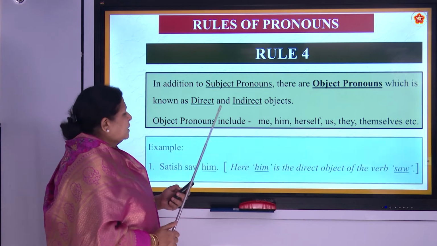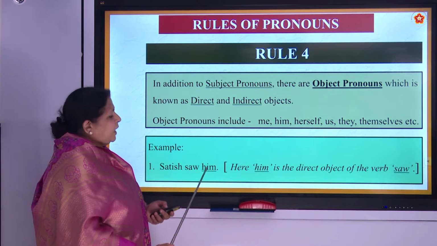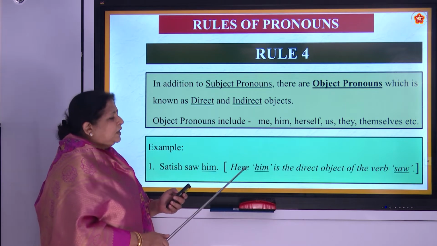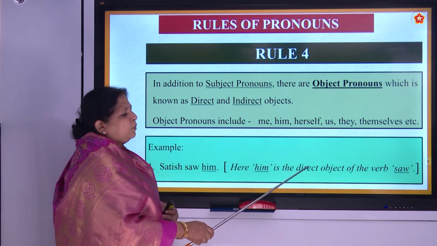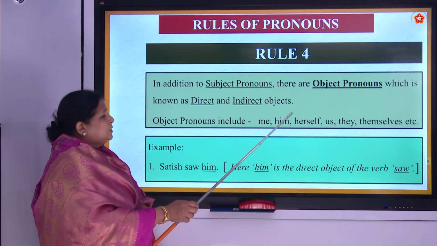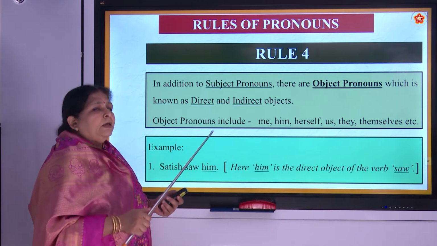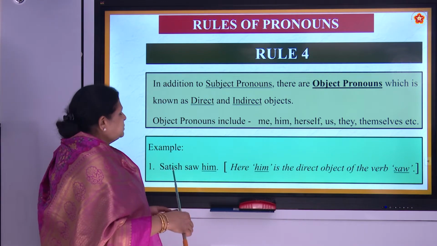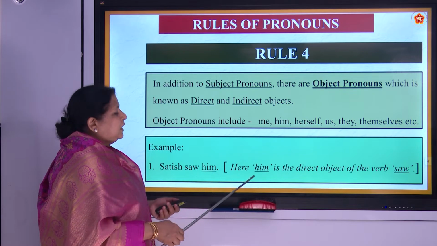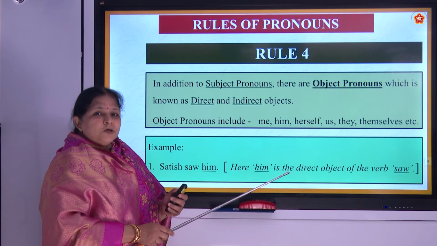Okay. So, now let us see the example. Satish saw him. So, here him is the direct object of the verb saw. Okay. So, who saw and whom did they see? Him. Okay. So, Satish saw him. Here him is the direct object of the verb saw.